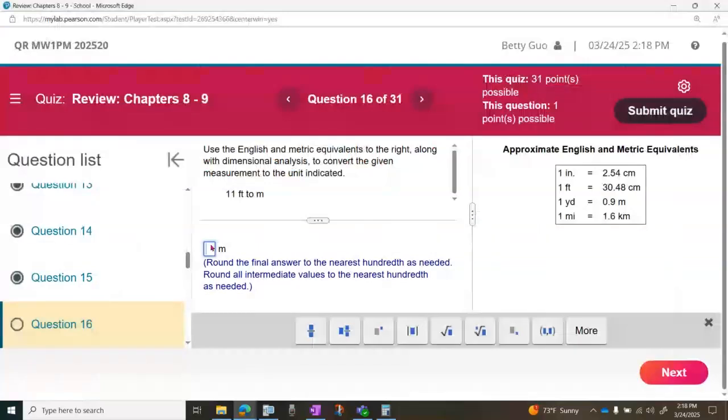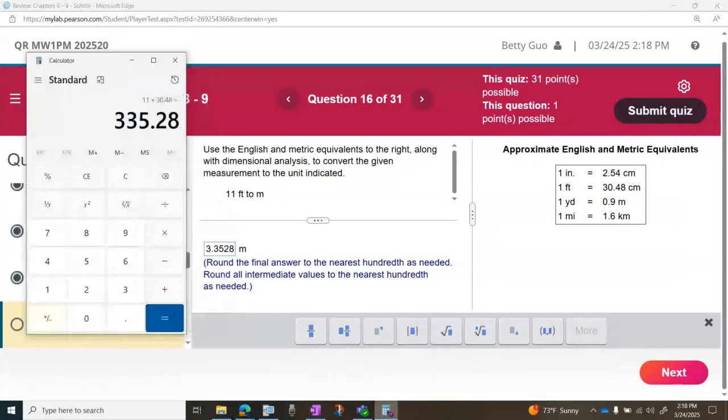Let me know if it's clear. Might be a little bit fast, but if you paid attention last class and you practiced the method I taught, you'll be fine. 3.3528. Let me double check. 11 feet times 30.48, that's how many centimeters. Centimeters, go to the left, divide by 100. Yeah, that's correct.